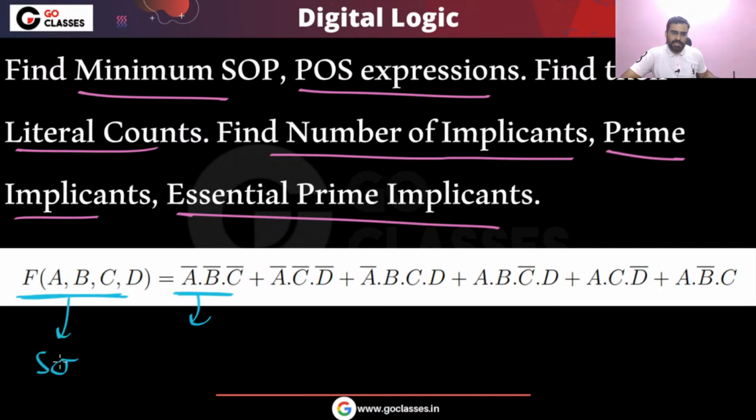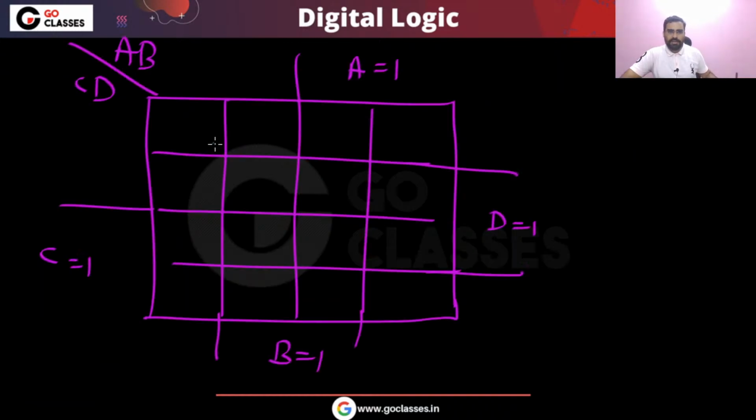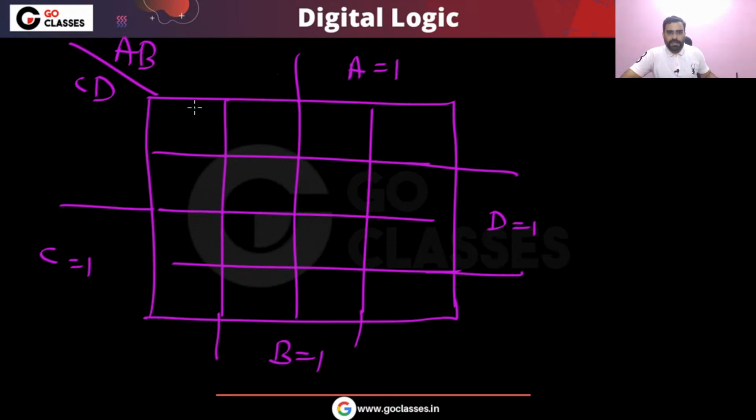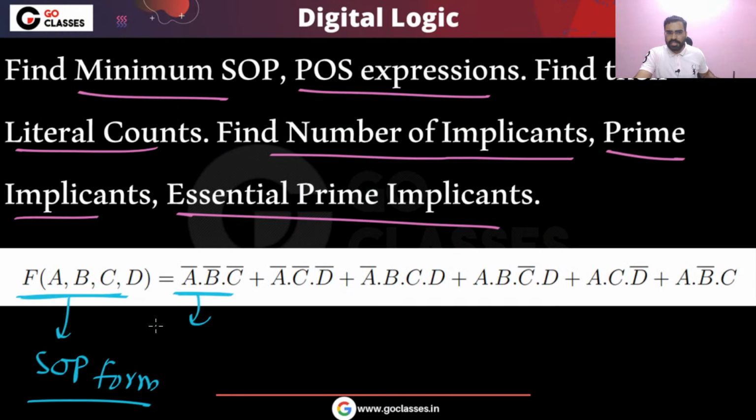If you notice, this is in SOP form. This is in sum of product form. Sum of product. So this is already in SOP form. A bar, B bar, C bar. So let's see, this is the A bar area. This is A bar, B bar, and this is A bar, B bar, C bar. So this will be 1 1. Like this you can create the entries. Okay, directly create the entries.